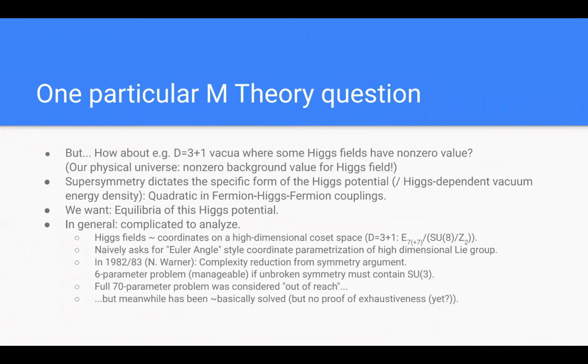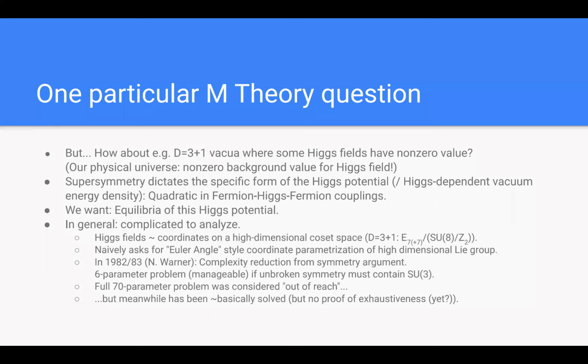Now, the question is whether there are other vacua of this model, where then the Higgs fields have non-zero value. And here is perhaps a useful reminder that in our physical universe, we do observe a non-zero background value for the Higgs field. This is what gives us electroweak symmetry breaking. Now, in these maximal supergravities, supersymmetry dictates the specific form that the Higgs potential has to have. And this Higgs potential also then is the Higgs-dependent vacuum energy density, or cosmological constant, if you want so. So this potential is a quadratic function in the fermion-Higgs coupling. So fermion here means either the electron-type particles or the gravitinos.